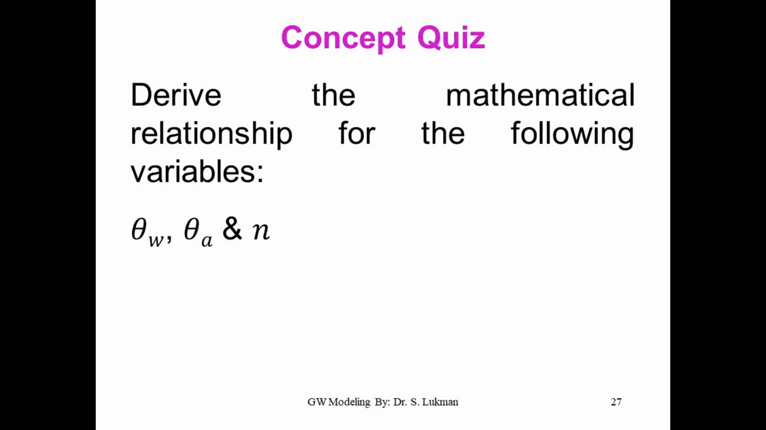This is our concept quiz, the first one. Derive the mathematical relationship for the following variables: theta W, moisture content of water, moisture content of air, and porosity. You have already written the mathematical formulas. No, connecting them. One formula connecting these three. Did you get my point? Here I mean one single relationship connecting all these three parameters together. Is that clear?